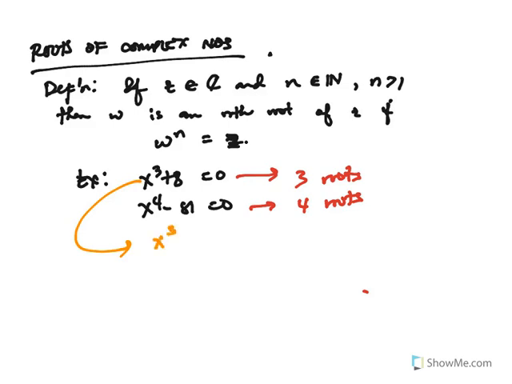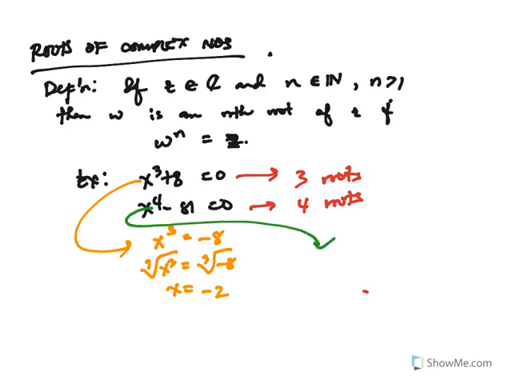Now, if we want to solve for the value of x here, what we can do is just solve for x straightforward. x cubed equals negative 8, and then get the cube root of both sides of the equation. So you have x equals the cube root of negative 8, that's negative 2. For x to the fourth minus 81 equal to 0, let's write it as x to the fourth equals 81. Getting the fourth root of both sides of the equation, you will have x equals 3 and negative 3.